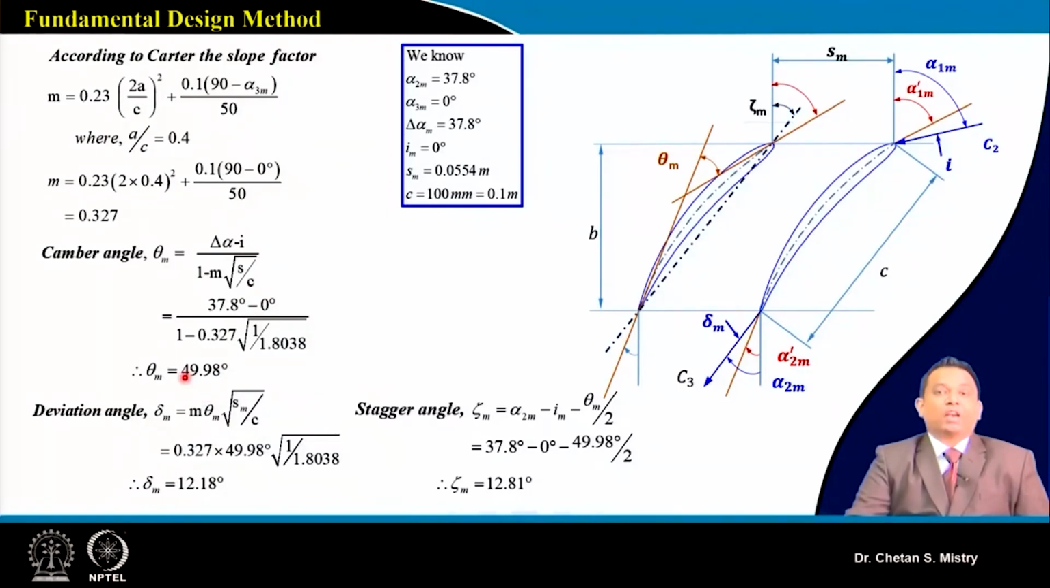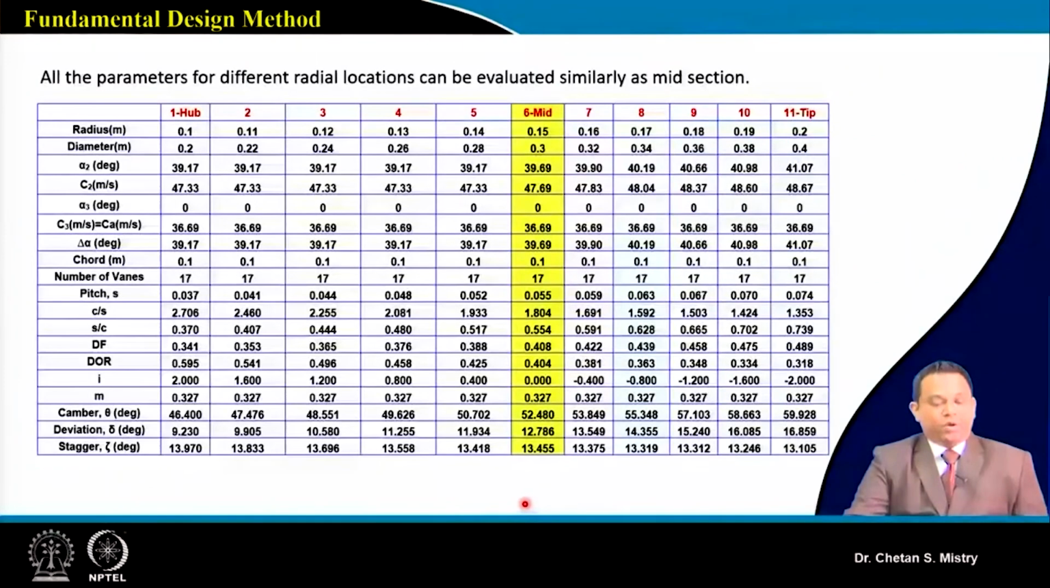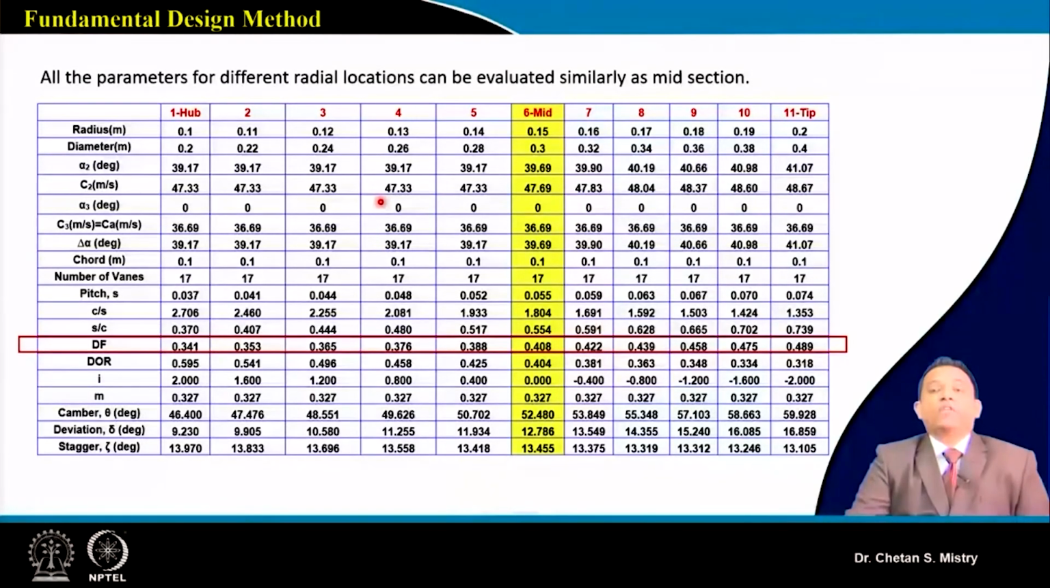Okay, we can calculate our camber angle, we can calculate our deviation angle, and based on this formulation we can calculate what will be our stagger angle. So once we have all these numbers, we can check what all the changes will be. Here we are putting our observed parameter as a diffusion factor.